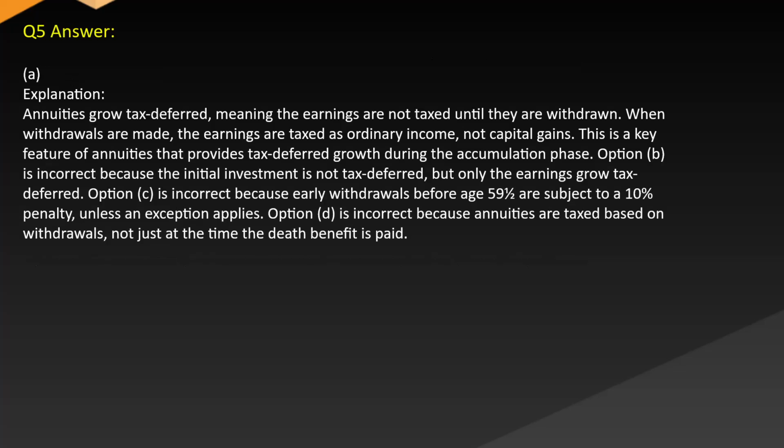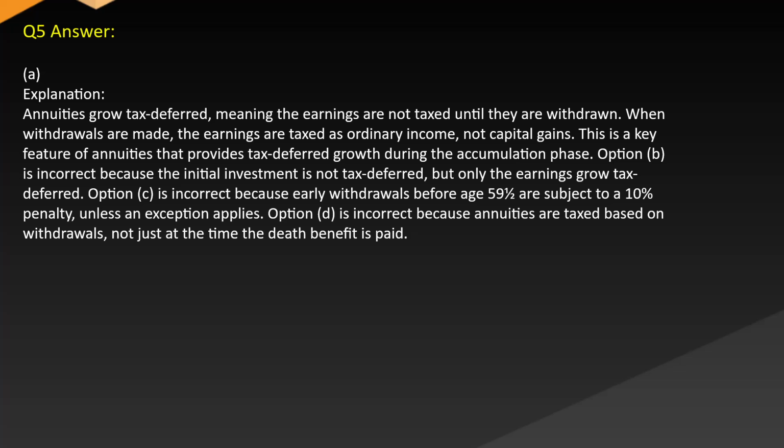Answer A. Explanation. Annuities grow tax-deferred, meaning the earnings are not taxed until they are withdrawn. When withdrawals are made, the earnings are taxed as ordinary income, not capital gains. This is a key feature of annuities that provides tax-deferred growth during the accumulation phase. Option B is incorrect because the initial investment is not tax-deferred, but only the earnings grow tax-deferred.